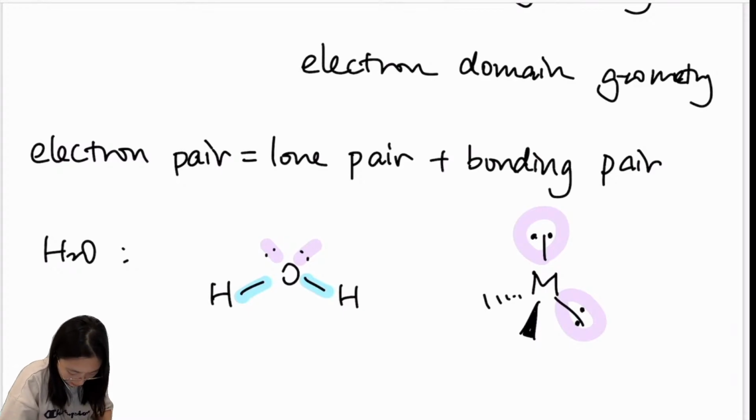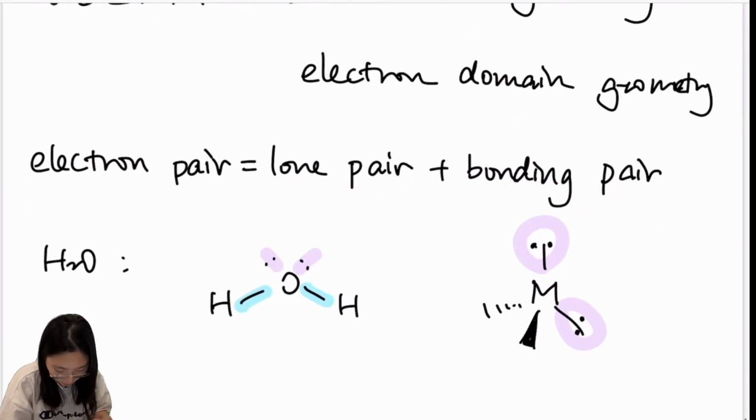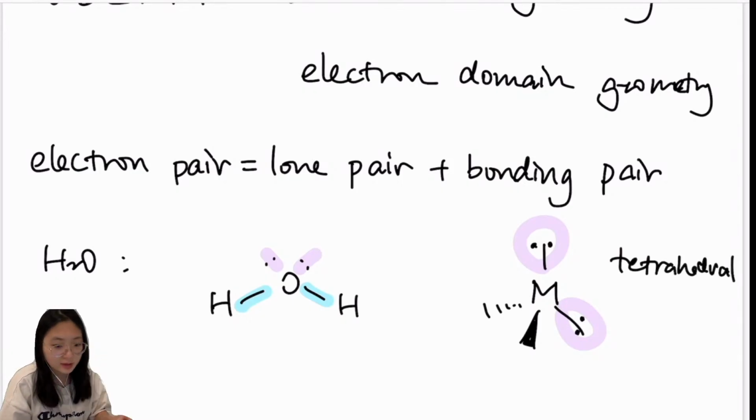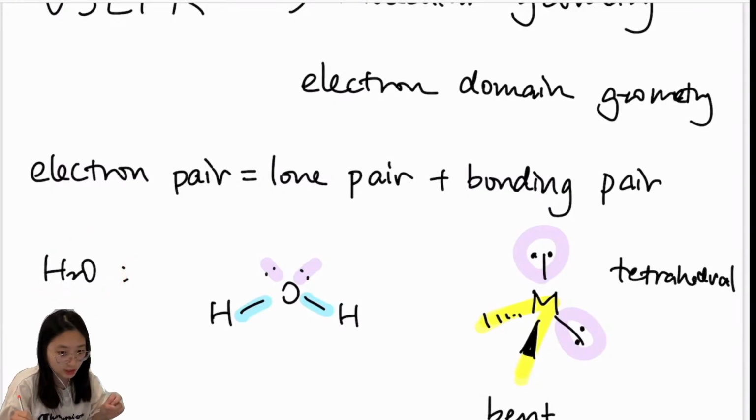For the electron domain geometry, we take into account both the lone pairs and the bonding pairs. So the electron domain geometry for water is tetrahedral. But when it comes to molecular geometry, I only care about the atoms, the bonding pairs. Only these parts are the molecular geometry, which is bent. So this is why water has the bent shape.